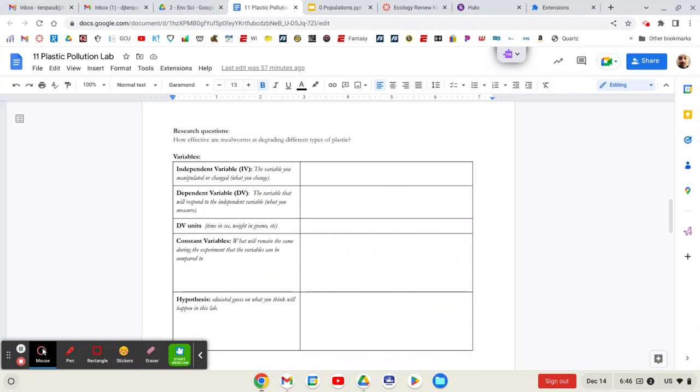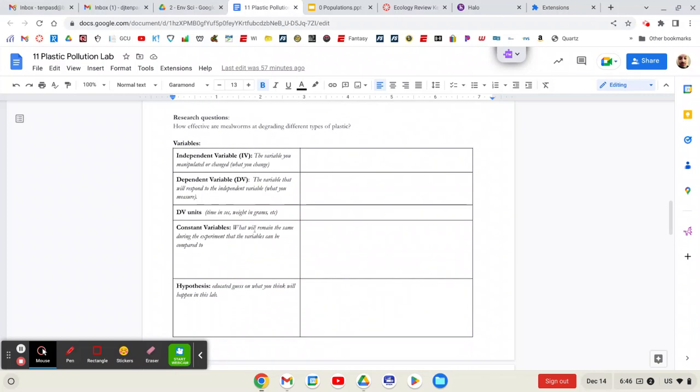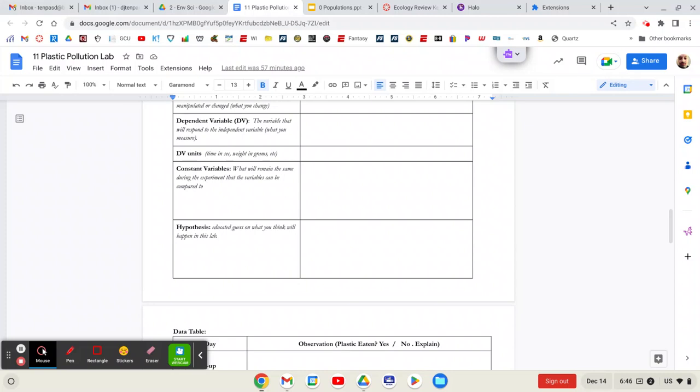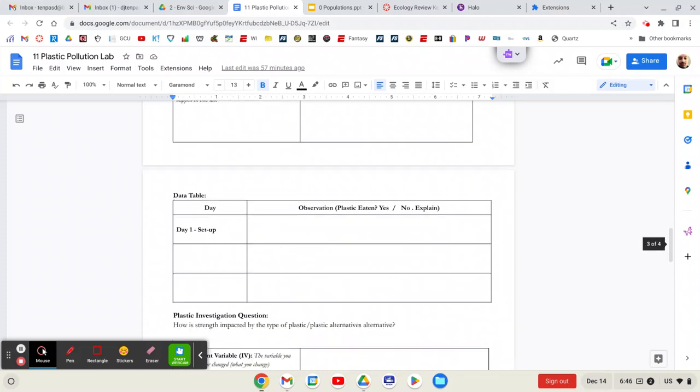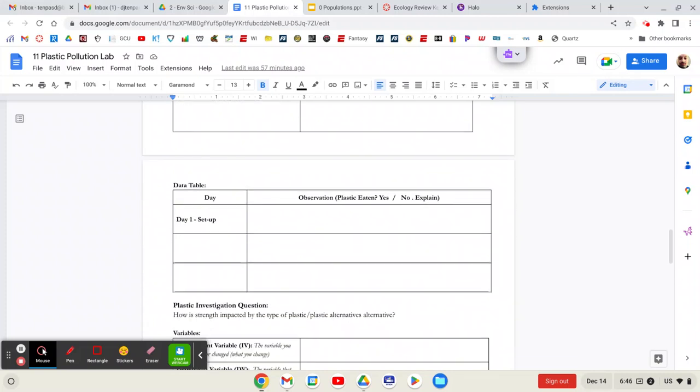Then in their lab groups, they would design this experiment. So here are some things that we like to have as far as science skills and setting up a good experiment. They need to have an independent and dependent variable with units associated, some constants, things that they're going to want to keep the same, and then an educated guess on what they think is going to happen. This is an observation style lab. So here's their data table. They're going to set this up and make observations.